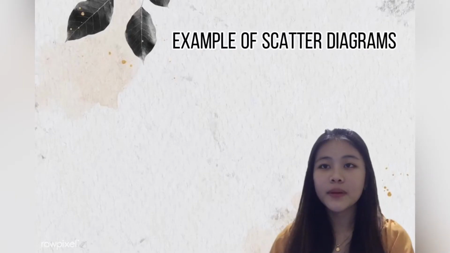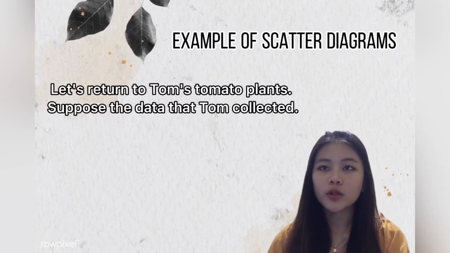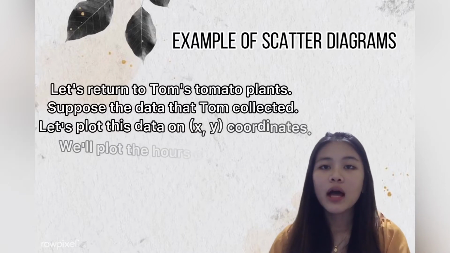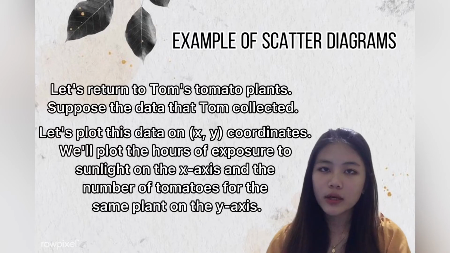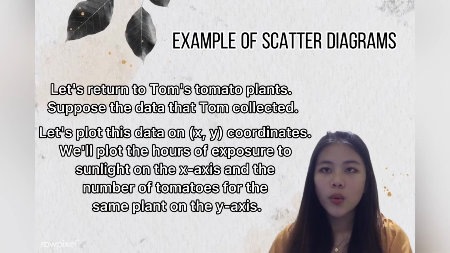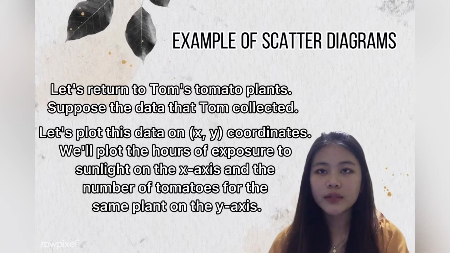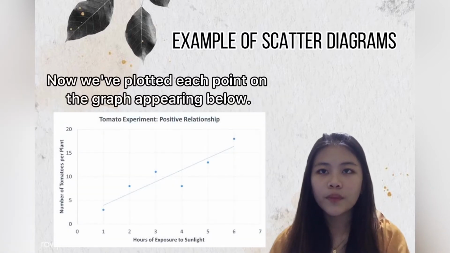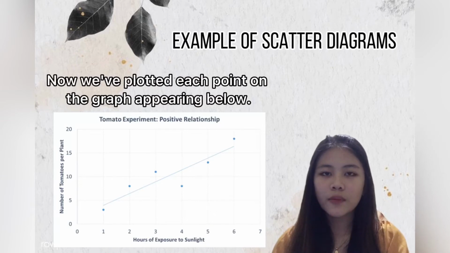For the example, let's return to Tom's tomato plants. Suppose this is the data that Tom collected. Let's plot this data on x and y coordinates. We'll plot the hours of exposure to sunlight on the x-axis and the number of tomatoes for the same plant on the y-axis. Now we plot each point on the graph appearing below.